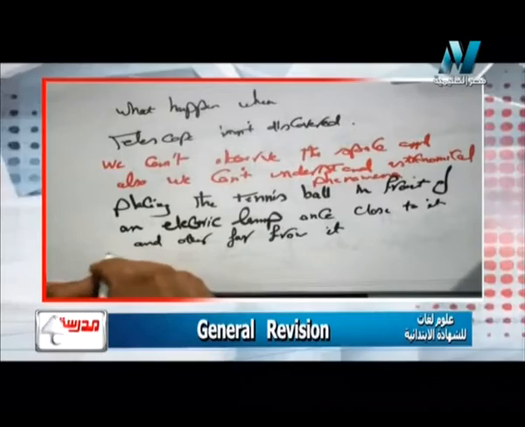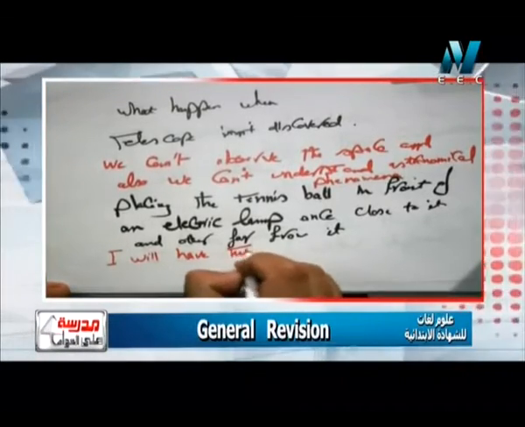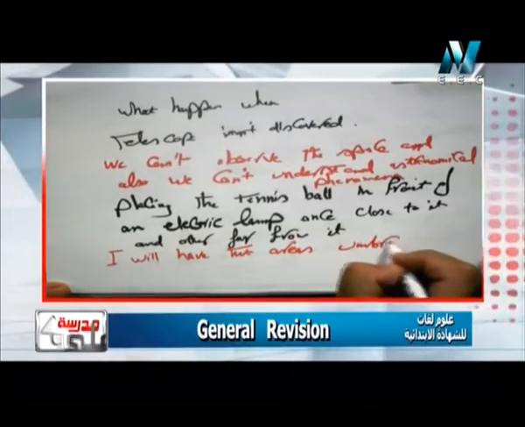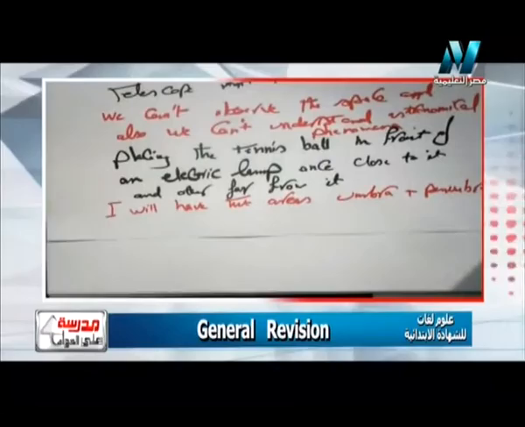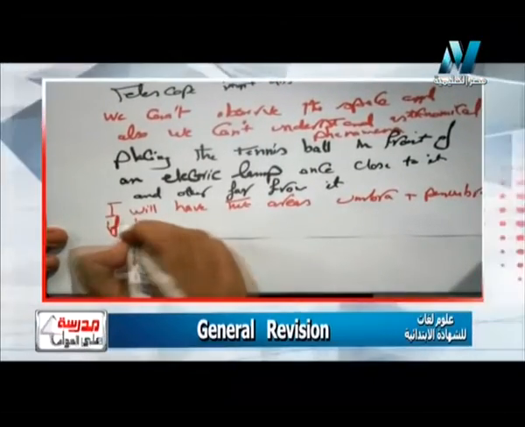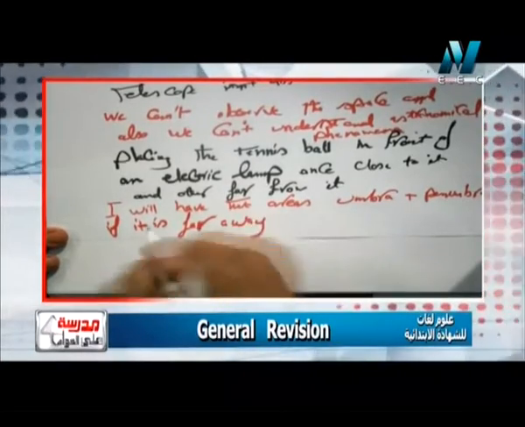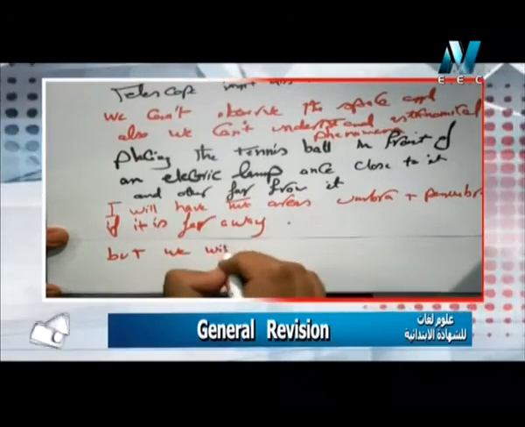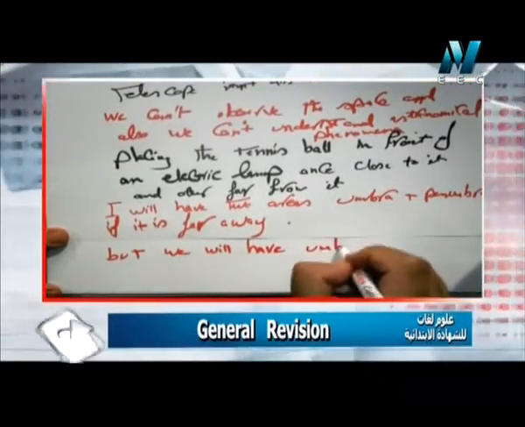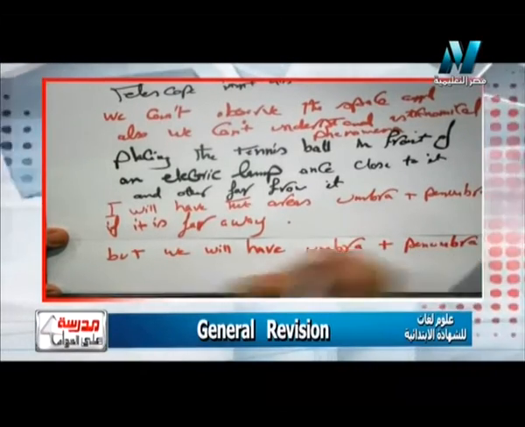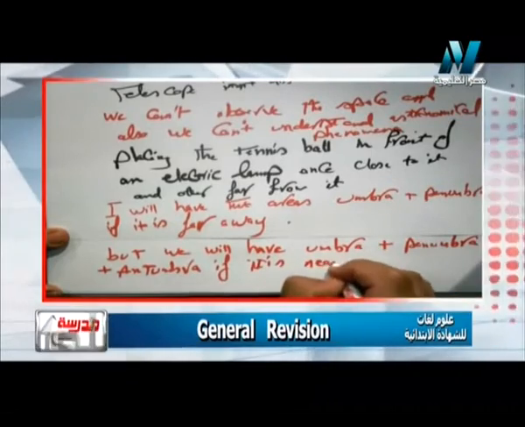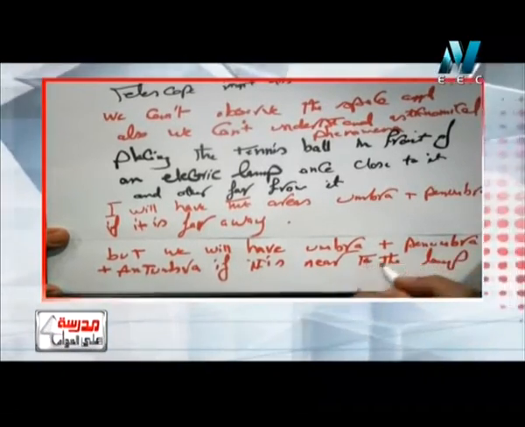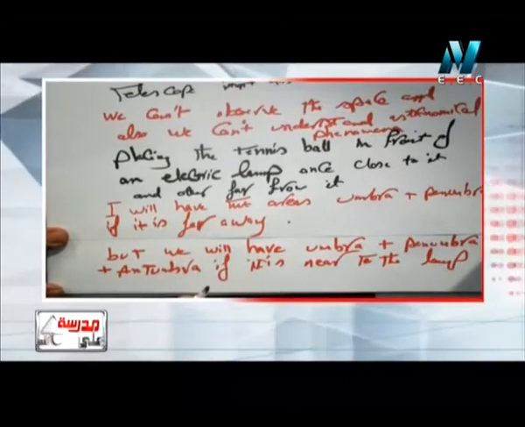Okay, so here the answer will be that I will have two areas, umbra and penumbra, if it is near. If it's far away, we will have umbra plus penumbra and at last antumbra, the negative shadow. I said that the lamp here represents the sun and the tennis ball represents the middle body, which represents the moon at some times and the earth at other times.